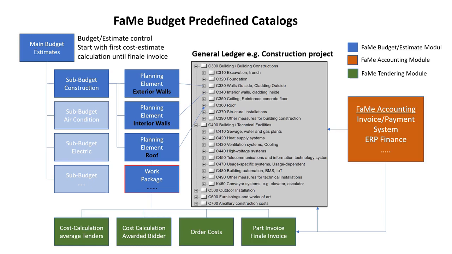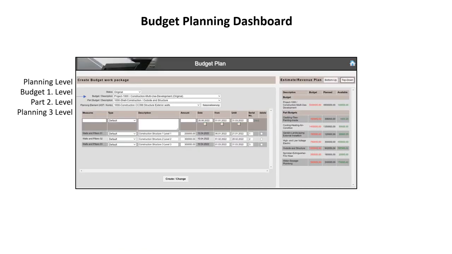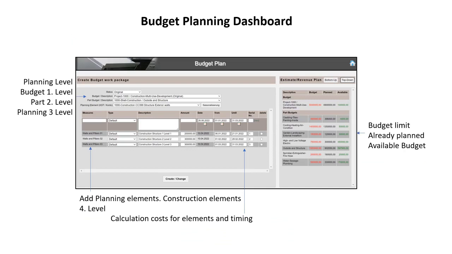The next slide shows the planning dashboard. The budget or estimate manager creates the planning elements. No limits. Or he imports the planning elements from a CAD or BIM database. He enters the expected costs and the expected time frame for the execution. The system calculates and automatically updates the budget dashboard located on the right side of the main dashboard.